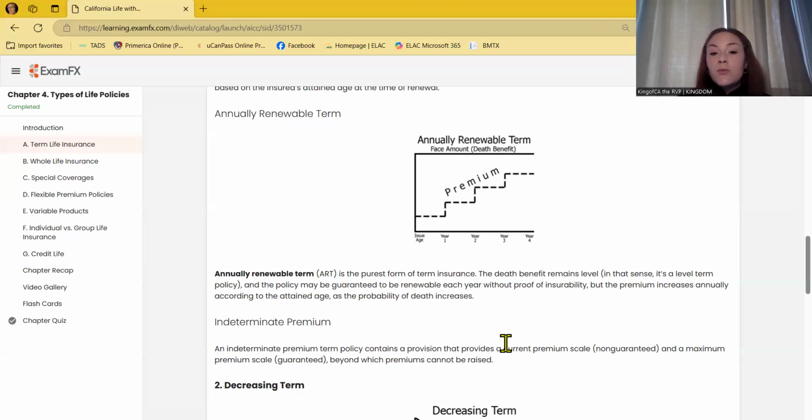Okay, so annual renewable term, the only thing that's different, right, than whole life is that it's temporary protection, okay, and it has no cash value. It's going to be for a specific period of time. The death benefit is going to remain level, and every year our premiums are going to increase based off of the cost of insurance for this person. Okay, so it will increase little by little, the longer our policy goes.